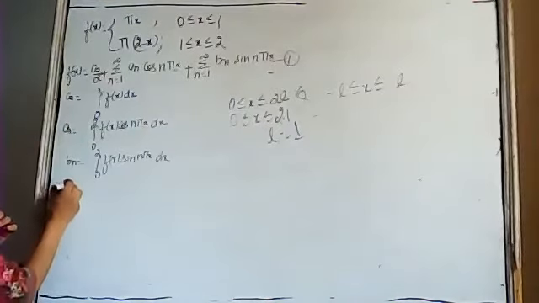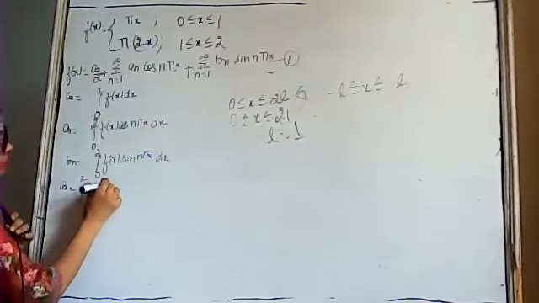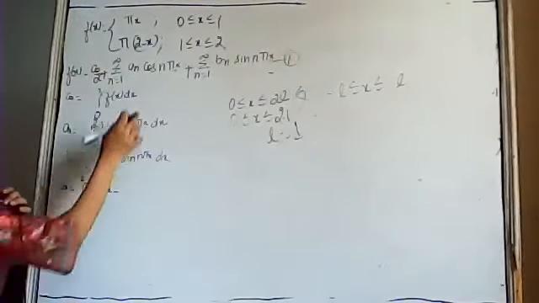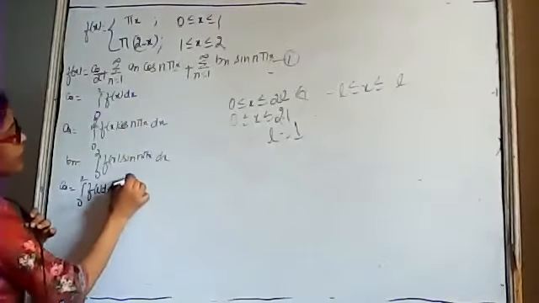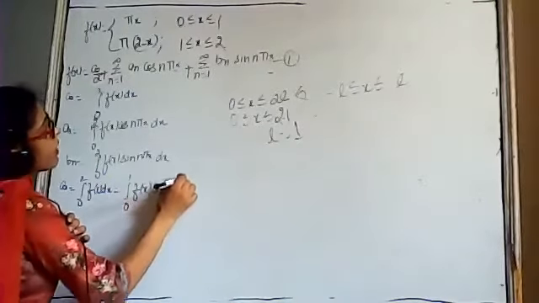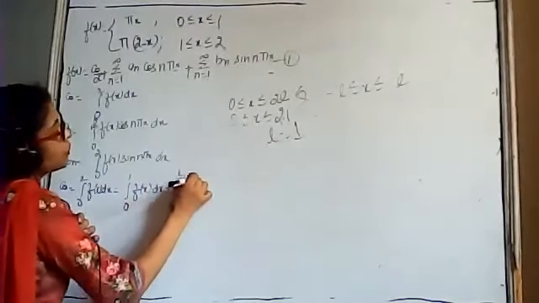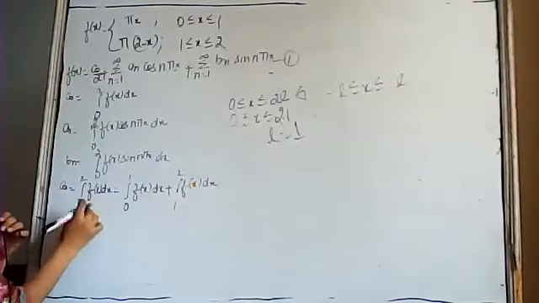First of all, the value of a0. This is equal to the integral 0 to 2 fx dx. As we have a discontinuous function, this integral will be divided into two parts. One is from 0 to 1 fx dx and another is from 1 to 2 fx dx. This is equal to integral 0 to 1 fx.